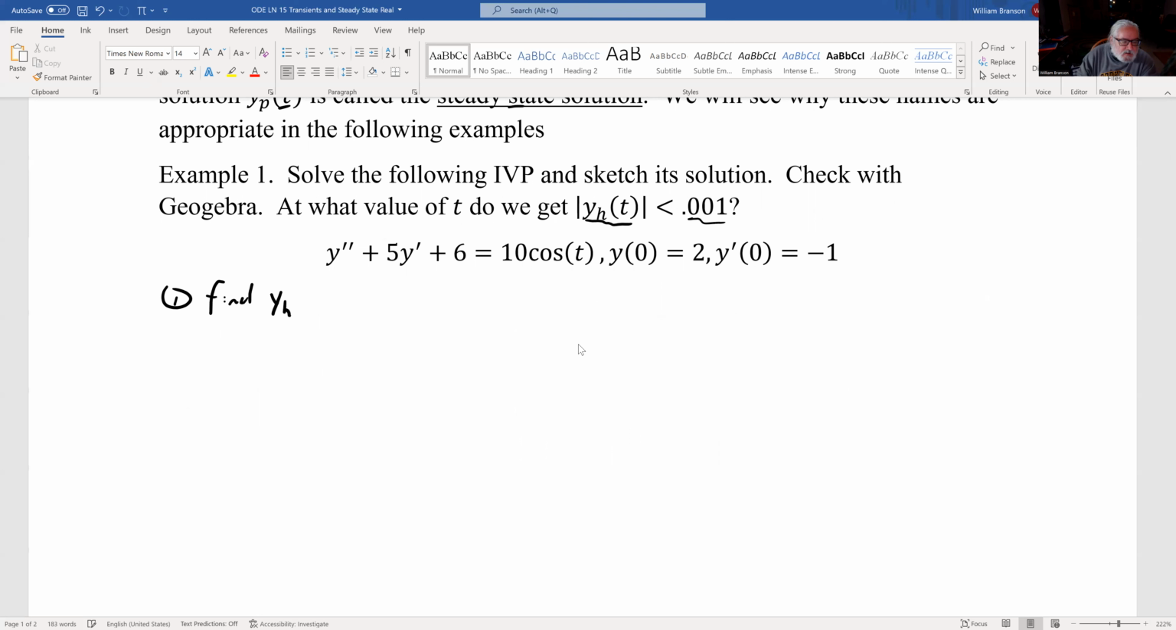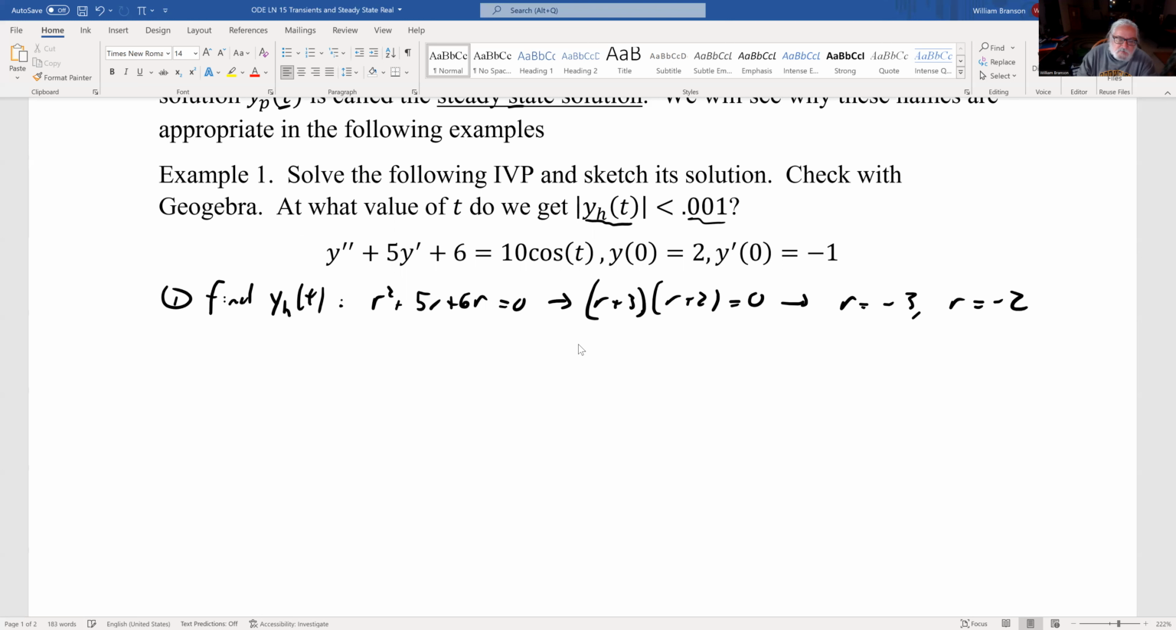So find y sub h of t. r squared plus 5r plus 6 equals 0 is our characteristic equation. It factors as r plus 3 times r plus 2. So that gives me my two eigenvalues, r equals -3 and r equals -2. So the homogeneous solution is k1 e to the -3t plus k2 e to the -2t.